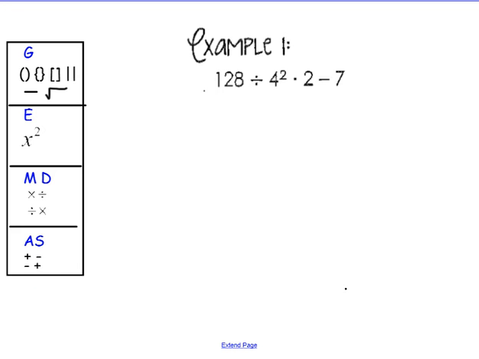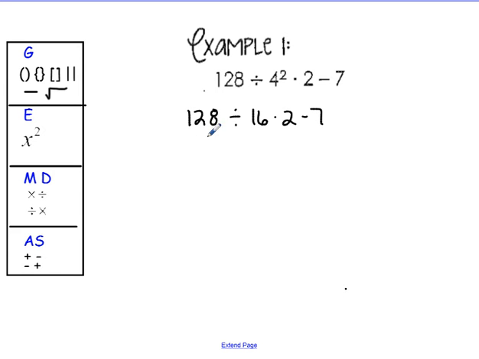Example 1: 128 divided by 4 squared times 2 minus 7. We're going to simplify that using PEMDAS. First, we're going to look for any groupings. There are no groupings. Then we're going to simplify the exponent. We have an exponent here, 4 squared. So let's simplify that. So that's 128 divided by 4 squared, which is 16, times 2 minus 7.